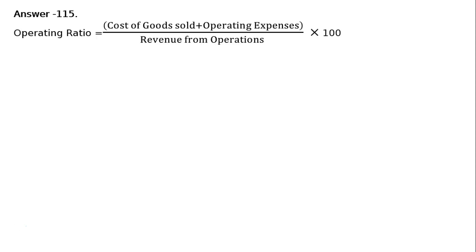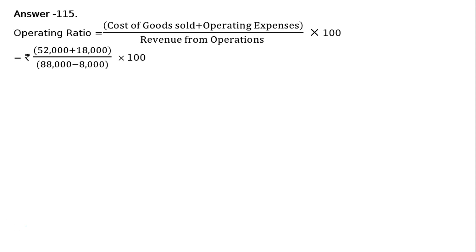Answer 115. Operating ratio is equal to (cost of goods sold plus operating expenses) whole divided by revenue from operations, multiplied by 100. That is equal to cost of goods sold, rupees 52,000, plus operating expenses, rupees 18,000, whole divided by revenue from operations, which is gross sales minus sales returns. That is (rupees 88,000 minus rupees 8,000) whole into 100.